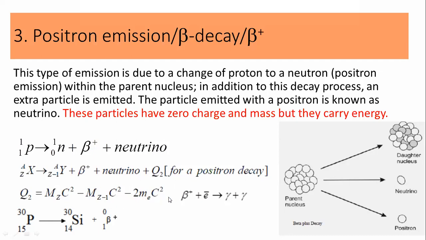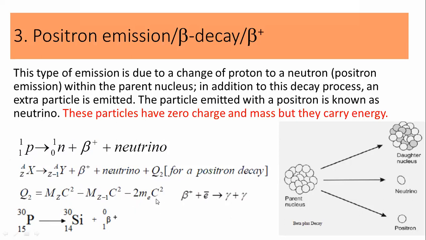And again you can see over here, this is the parent, and by looking at this equation, this is the parent, and if you consider this is the daughter, with the positron emission, that is the particle over here. And let's suppose this is the reactant minus the product.